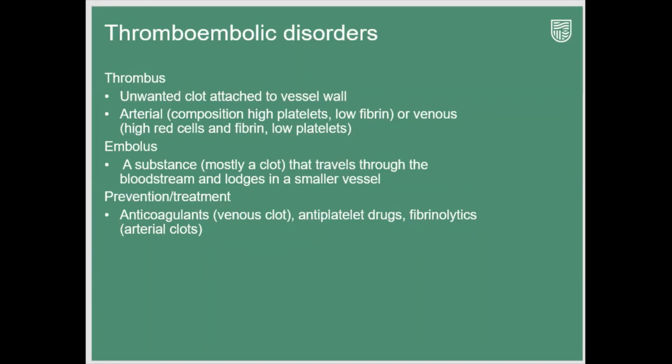There's an antiphospholipid syndrome that causes venous and arterial clotting and can affect blood flow around the body. So a thrombus is a clot. An embolus is a substance that travels through the bloodstream and lodges in a smaller vessel. So these kinds of things can be treated by anticoagulants, antiplatelet drugs, and fibrinolytics, which break down the fibrin clot.